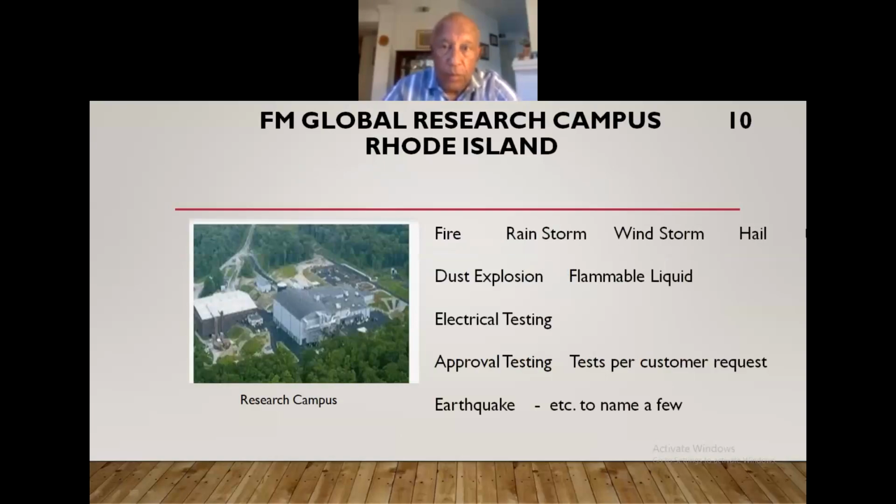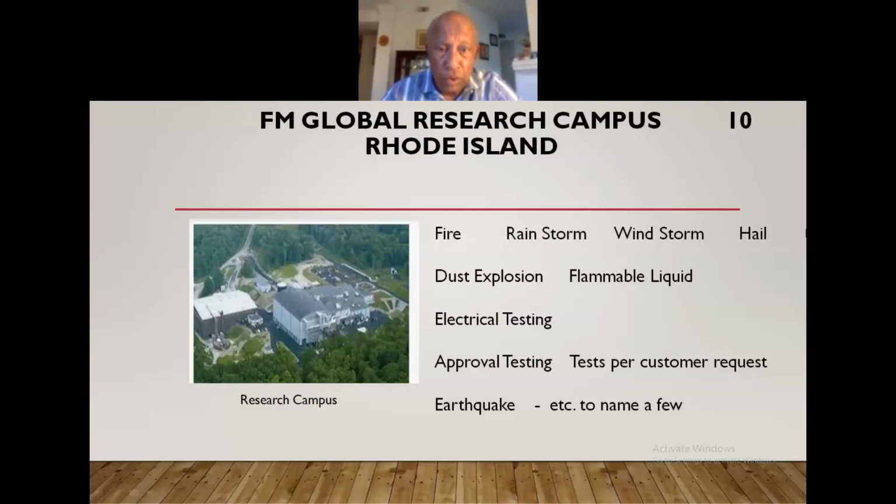I told you about the FM Global Research Campus in Rhode Island. This is the research campus. It is on a 500-acre property, and it cost about $130 million to build over the years. Here, we can do full-scale simulation of fire, rainstorm, windstorm, hailstorm, dust explosion, flammable liquid exposure, anything and everything. This is just a small list, not a complete list at all. And there are about 30 or 40 engineers and scientists working there.